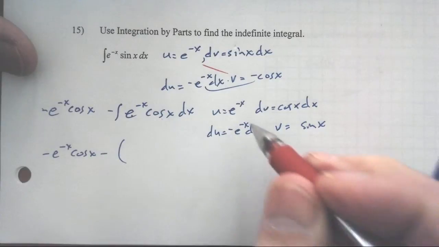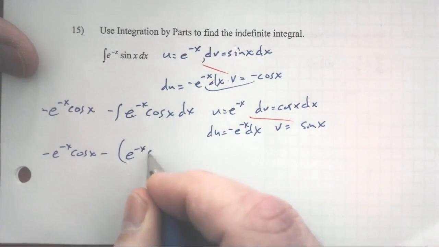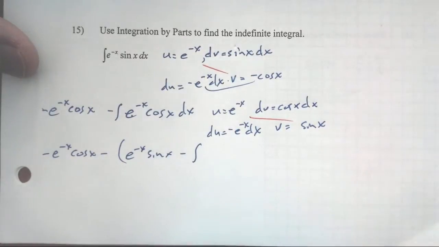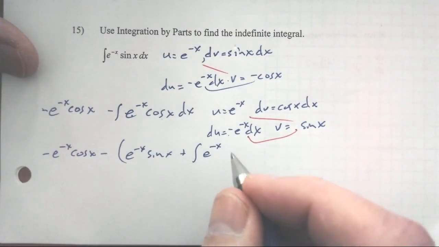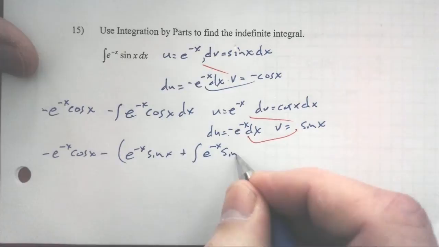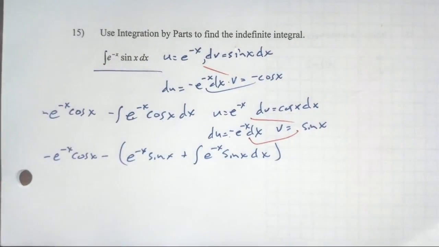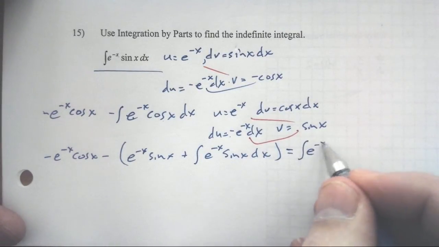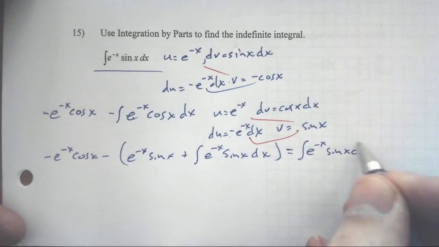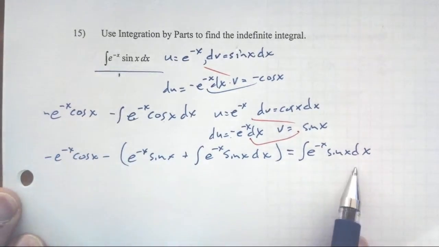So we end up with negative e to the negative x cosine of x just waiting around. This becomes the product of these, e to the negative x sine of x, minus the integral of these, and that's just a single negative, so I'm going to make this positive, e to the negative x sine of x dx, and we have come around. So right now that is equal to the integral of e to the negative x sine of x dx. That's equal to what we're looking for.